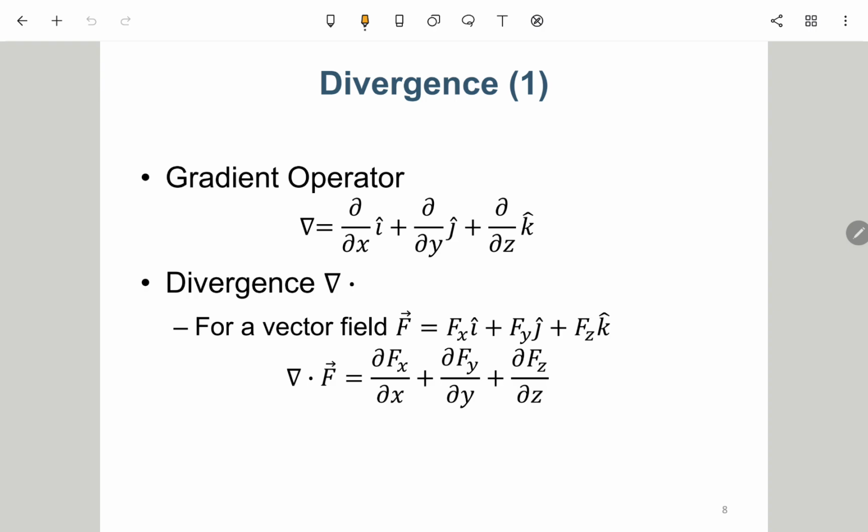Actually in chapter 24, I've mentioned that this upside down triangle is the gradient operator. Which means that it is an operator and cannot occur by itself. It needs to have some operand to work on.